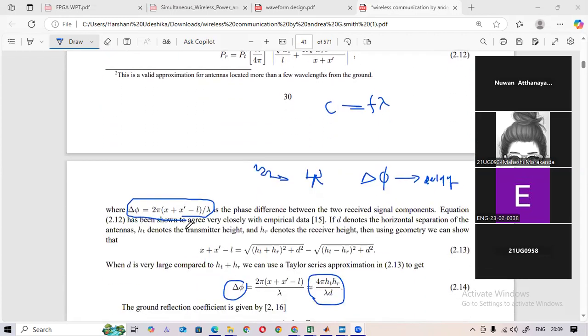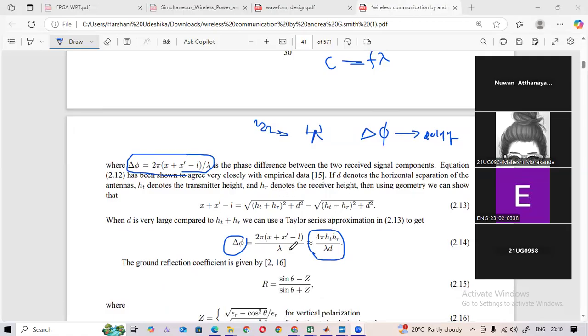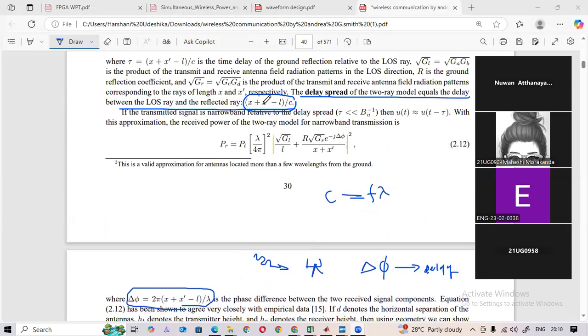Okay, and you know that the delay is directly related with the phase of the signal. And the phase also you can find using the delay. This phase can be approximated using the Taylor series expansion. Okay, this one can be approximated to this one. So if you are given the transmit and receive antenna height, the separation and the frequency, you can find the phase difference. So using the phase difference, you can find this delay spread.